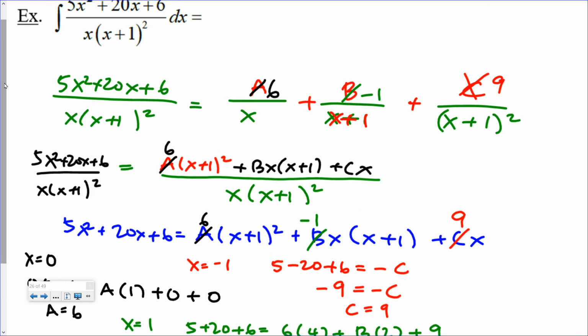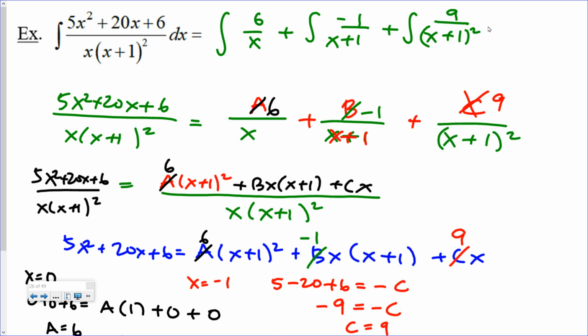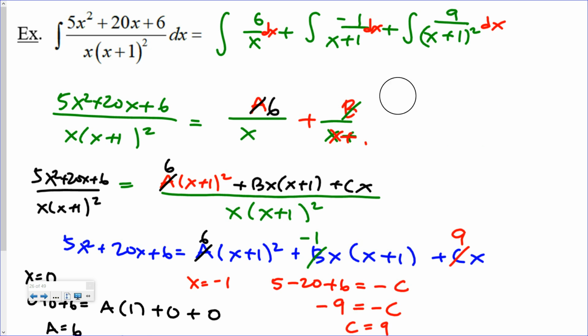So this integration problem is actually equal to the integral of 6 over x plus the integral of negative 1 over x plus 1 plus the integral of 9 over x plus 1 quantity squared. And I technically should put a dx in each one of those. Every single one of these is a U substitution problem. The first two are LNs, and the last one is just a regular U sub. Let's see if we can do this. Make sure I copied it all right.